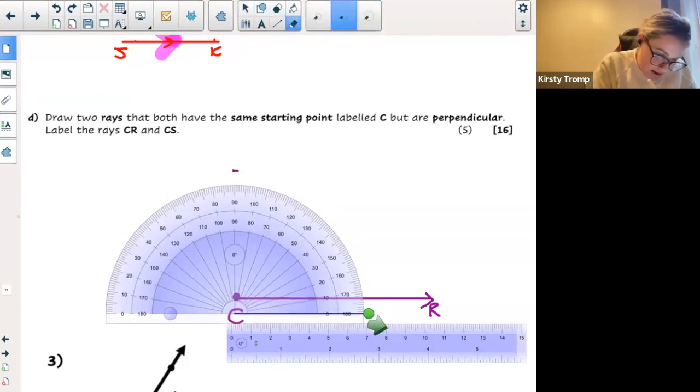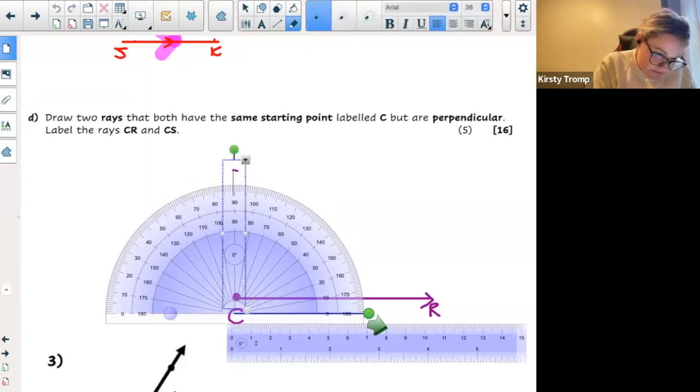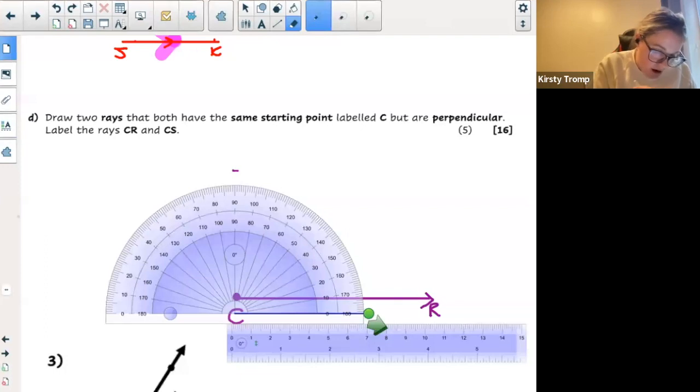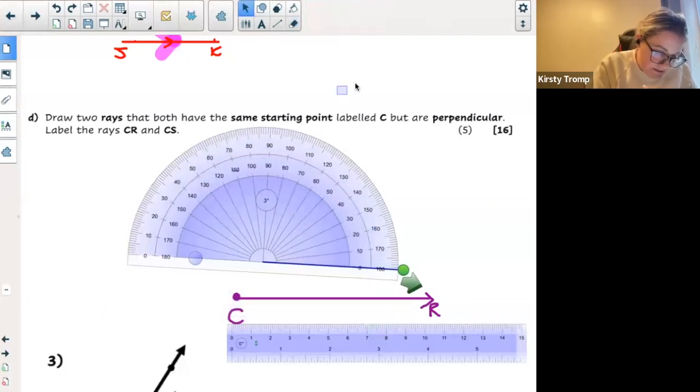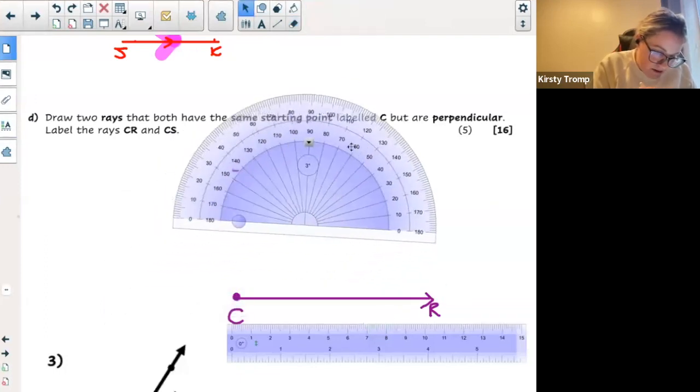Not making a very nice clear mark. Nope, doesn't want us to get rid of that mark. Okay, so there is my 90-degree mark.